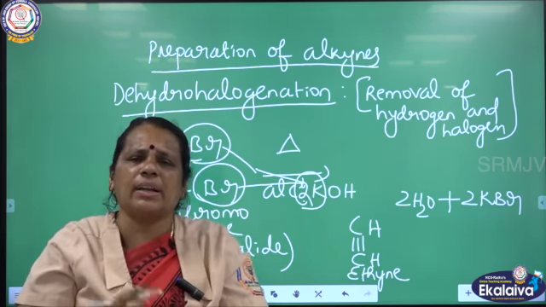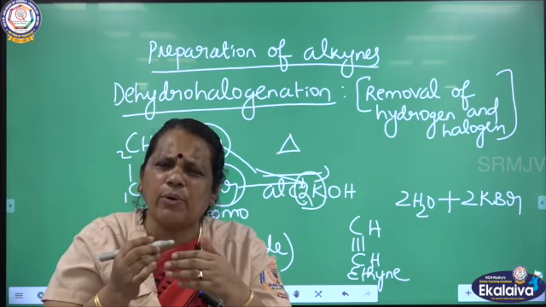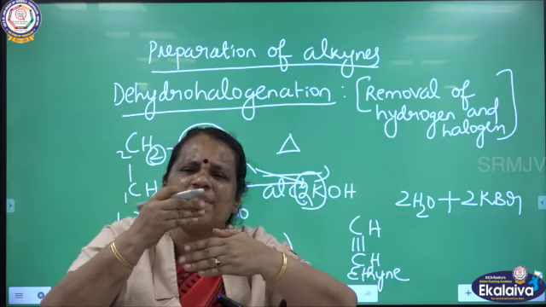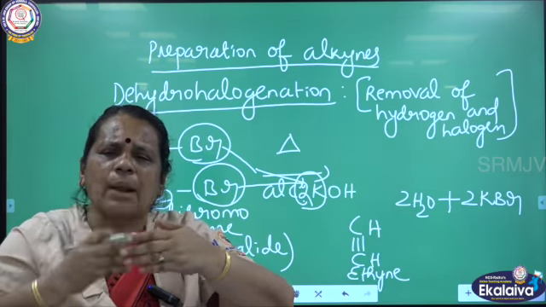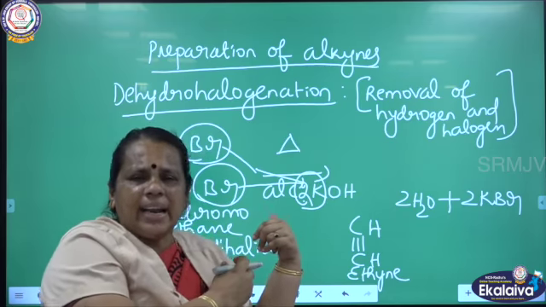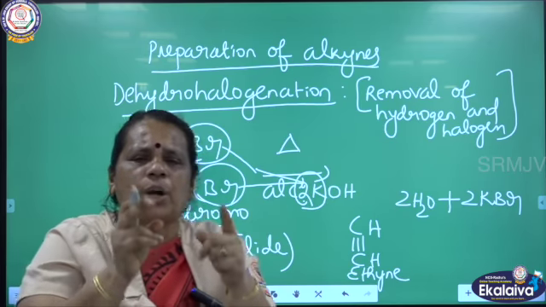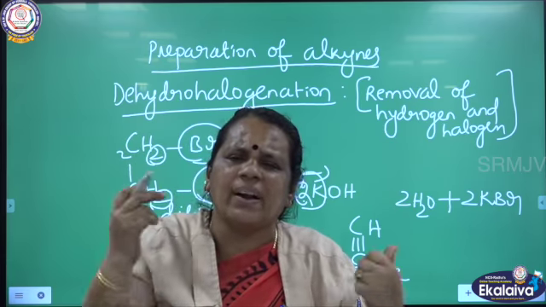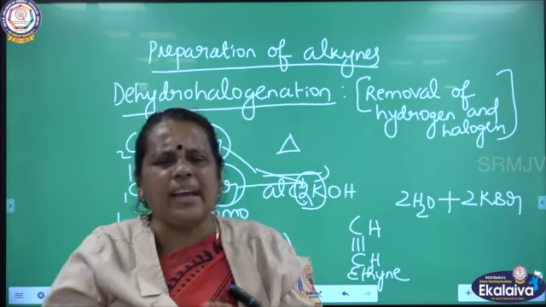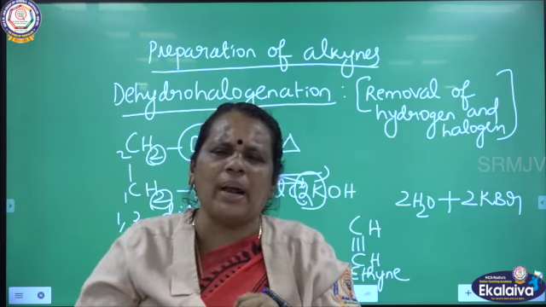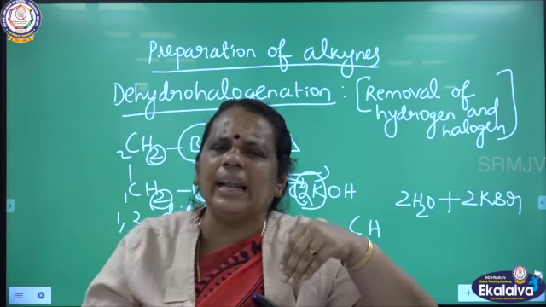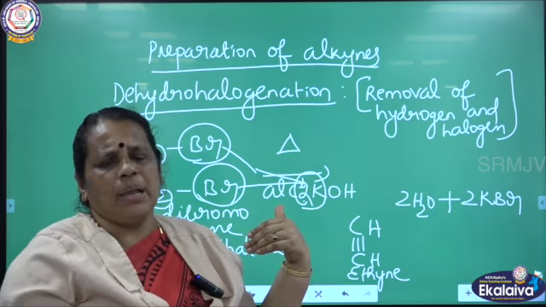This is dehydrohalogenation, which is nothing but removal of hydrogen and halogen from a vicinal dihalide. When halogens are attached to adjacent carbons, I can write this compound as 1,2-dibromoethane. What is the reagent I am using here? Alcoholic KOH. What are the byproducts? 2 molecules of potassium bromide, 2 molecules of water. What is the main product? Acetylene or ethyne is the main product.